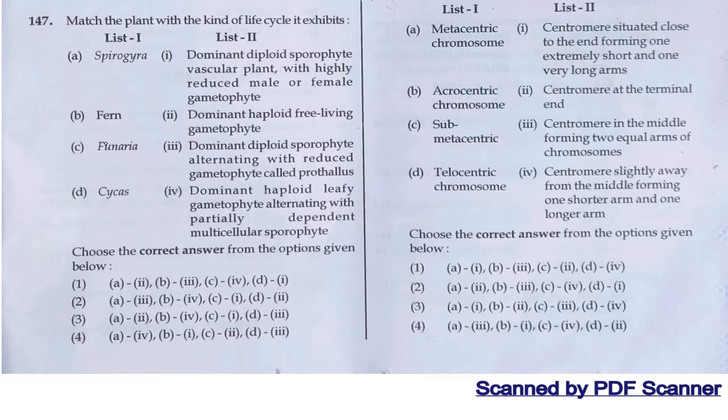Okay. So Spirogyra, that will be the dominant haploid free living gametophyte. Then fern will be the dominant diploid sporophyte alternating with reduced gametophyte called prothallus. Funaria, that will be the dominant haploid leafy gametophyte alternating with partially dependent multicellular sporophyte. And last, that will be Cycas, dominant diploid sporophyte vascular plant with highly reduced male or female gametophyte. Okay, so option 1 will be the correct one.